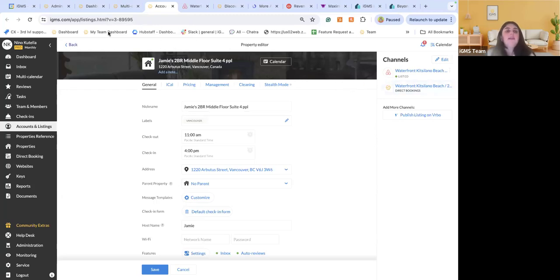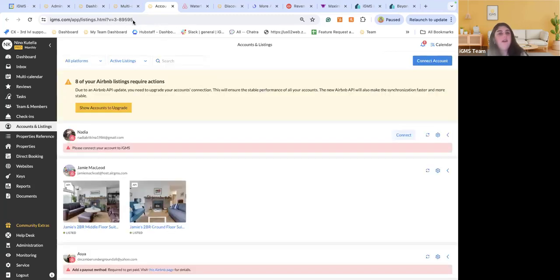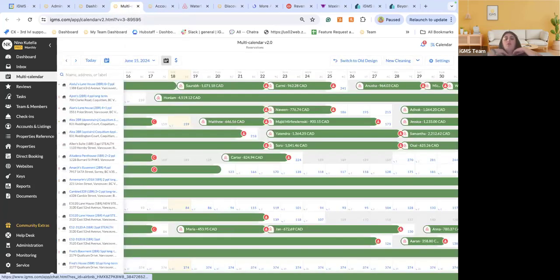Next, I would like to show you one feature that we have on the multi-calendar. This is only used for Booking.com. So if you use Booking.com, this is a very helpful feature. And to be honest, not a lot of our users are using it, but it's actually a rare find. So let me show it to you here.